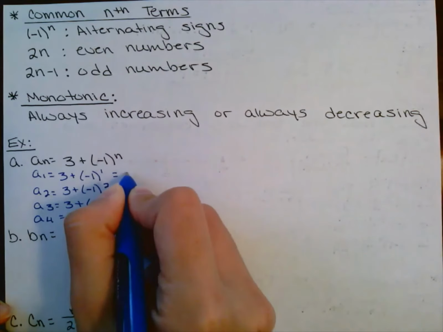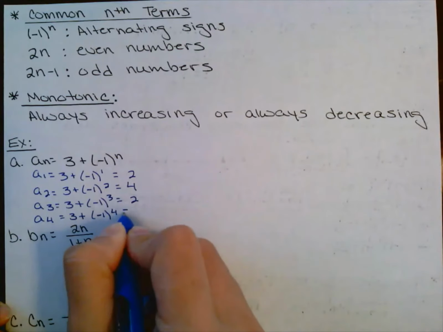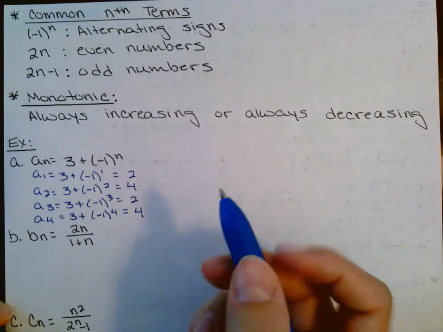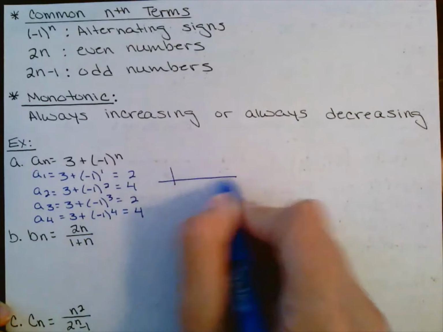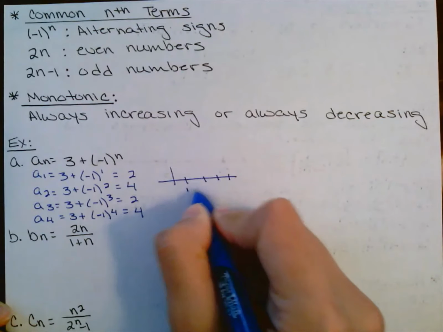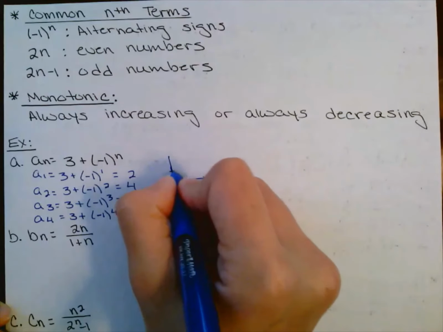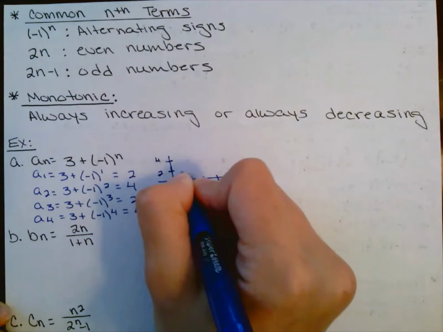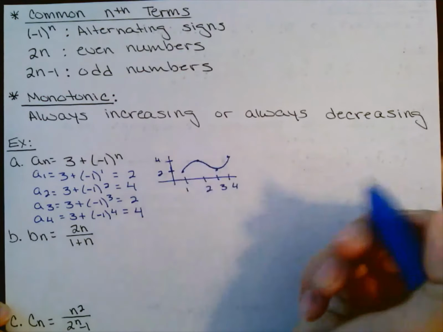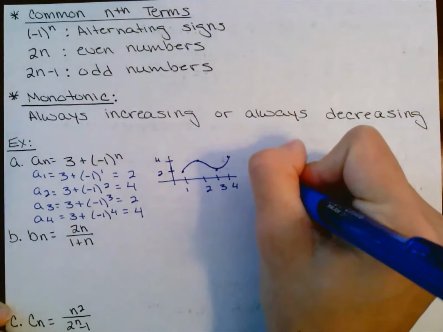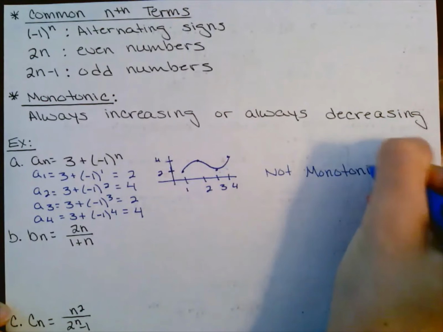And we know that this gave me 2, and then 4, and then 2, and then 4, okay? So the fact that this goes bigger, smaller, bigger, smaller, you could even see it on a graph, right? If this is 1, 2, 3, 4, this went two and then four and then two and then four. You can see that it is not always increasing or decreasing. It changes. So this would be considered not monotonic. Okay.